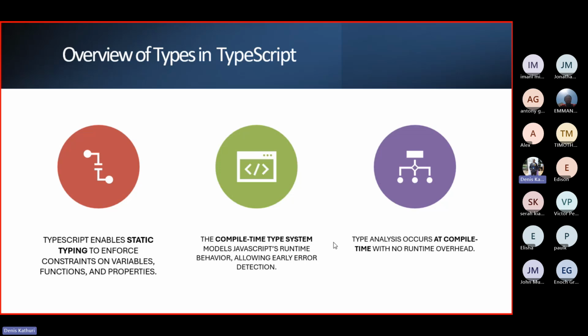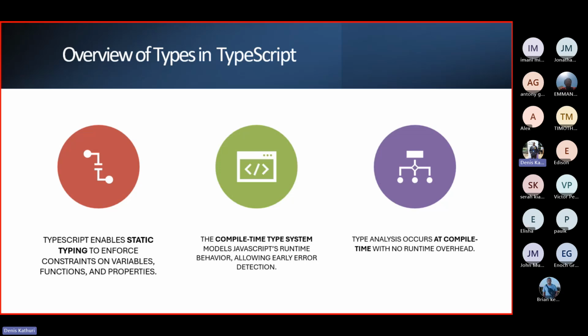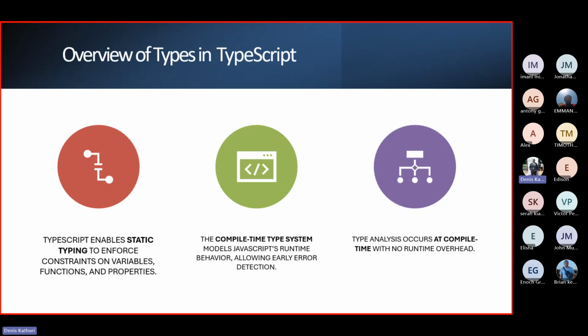And so this is what we're talking about. TypeScript enables you to use static typing to enforce constraints. Then we have the compile-time type system, which models the JavaScript runtime behavior, and also analyzes at compile time with no runtime overhead. You are able to see the errors at compile time rather than at runtime when running TypeScript code.